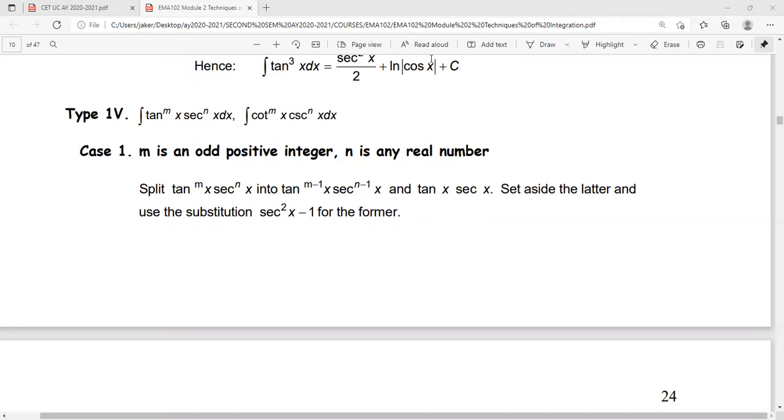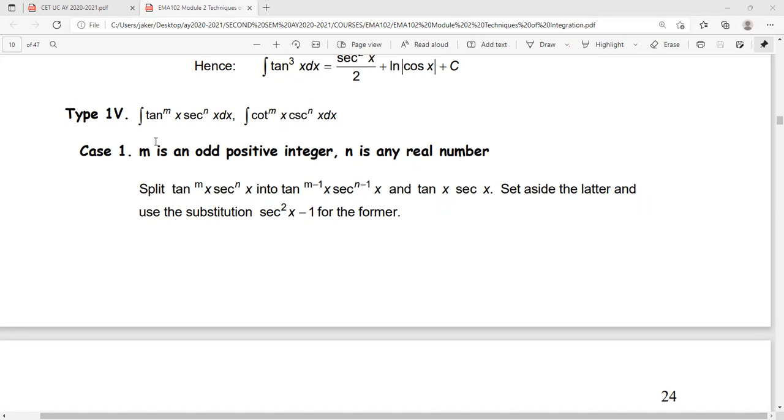you have to split, class, the tangent of mx secant of nx into tangent of m minus 1 x secant of n minus 1 x and tangent x secant x. Now, simply put, I'd like to simplify this one. Whenever the exponent of the m is odd and positive and n is any real number, for both of these cases, you just simply take one tangent and secant from each. So in the case of the tangent x secant x function, get one from each. In the case of the cotangent and the cosecant, get one from each.